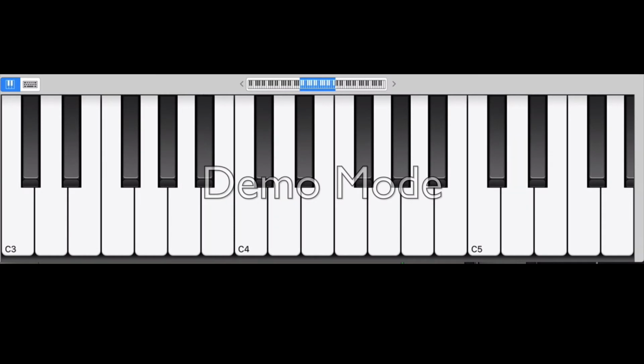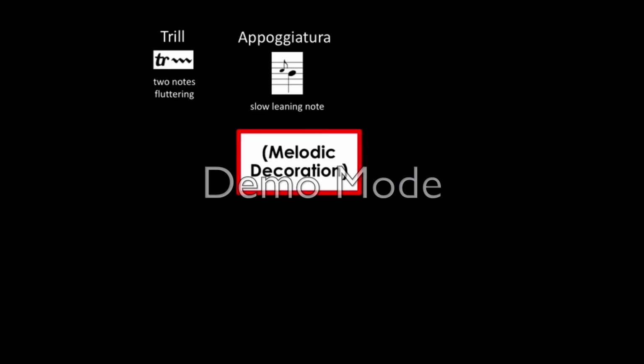But if I add an appoggiatura, it will be a little note just taking us outside of the melody, just shortly, just to add a little bit of colour. And it will sound like this. So that little note just adds a little bit more colour and interest, and that's an example of an appoggiatura.